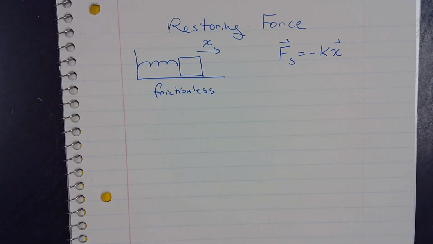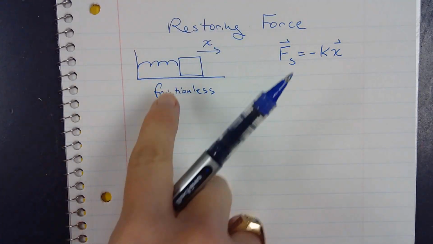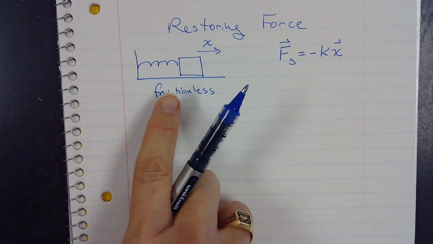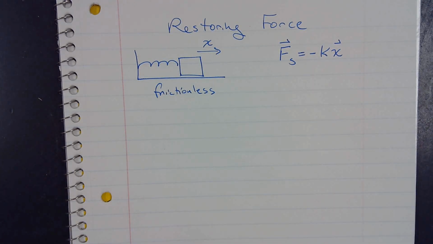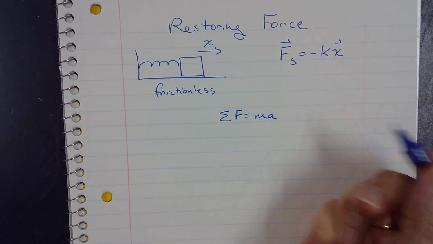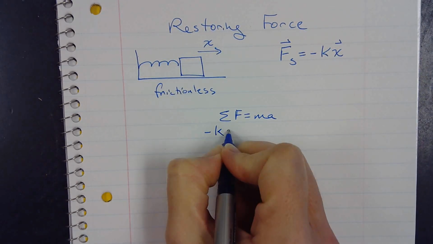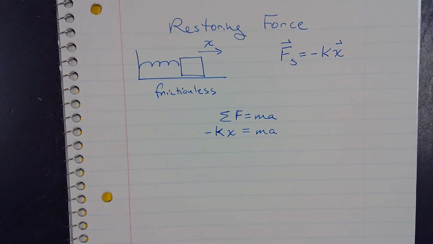And so we can apply Newton's second law to this situation. You know there are other forces here. There's gravity, there's normal, they cancel out. We've specifically said it's frictionless. So the only force that makes any motion change is the spring force. So if I start from Newton's second law, just like we did yesterday, I get negative kx is equal to ma. And then what do you know about acceleration?